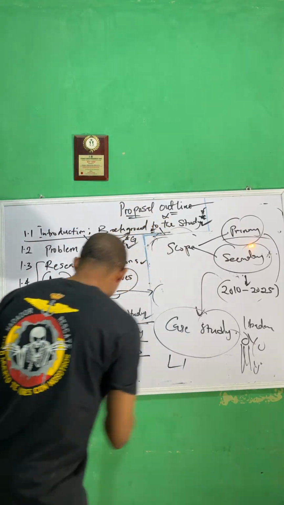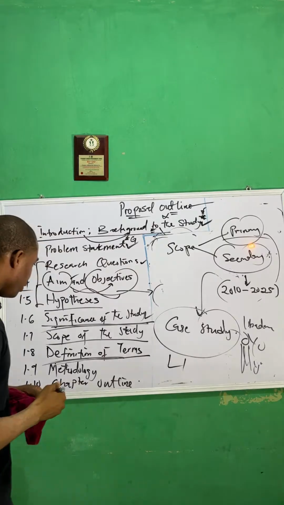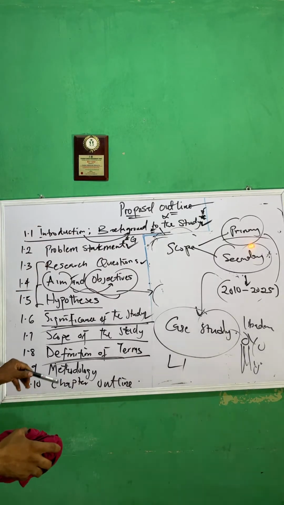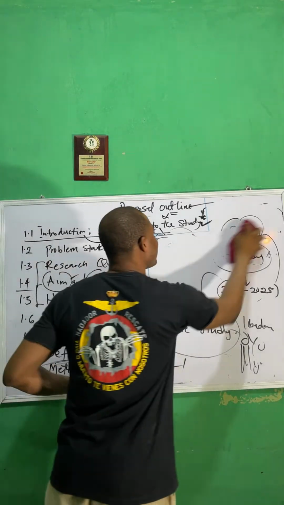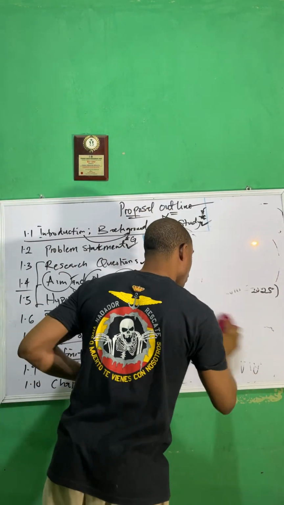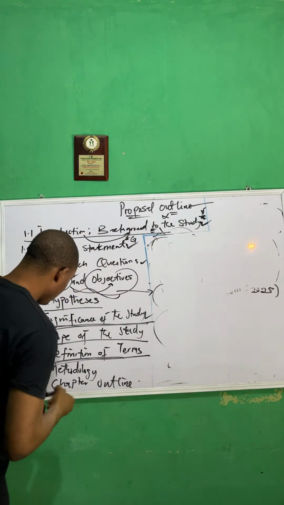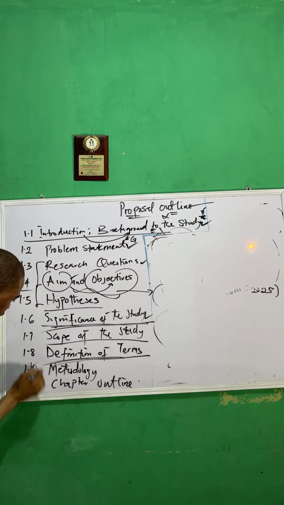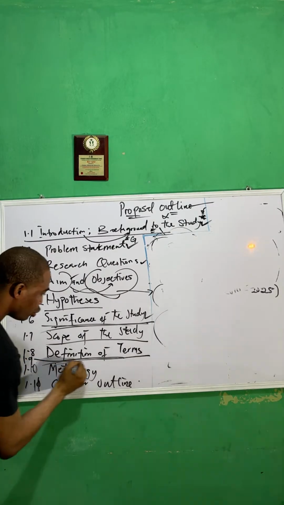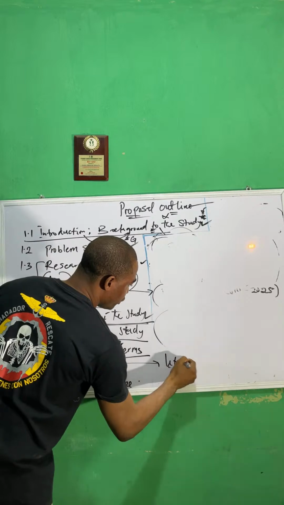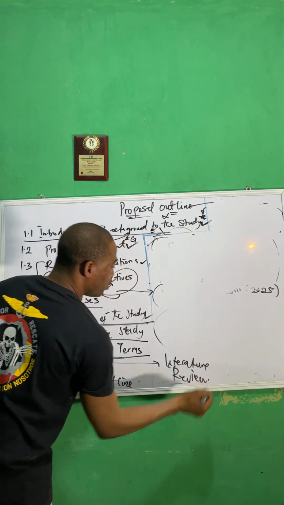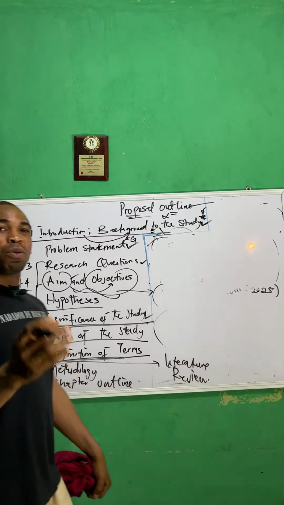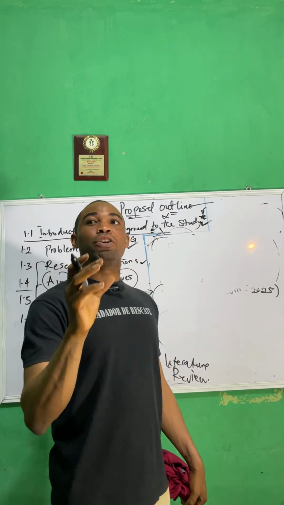under the literature review. Sorry, before the methodology, before the 1.9 methodology, we are supposed to have the literature review. This is supposed to be 1.10, this is supposed to be 1.11. The 1.9 should be the literature review. Sorry. Because your proposal is to have a brief explanation of your literature review.